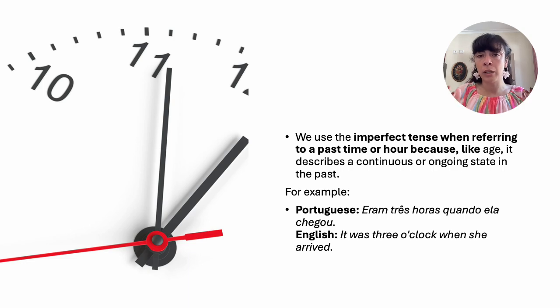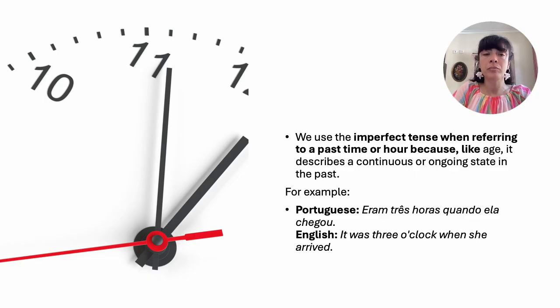Why so? Well, pretty much like when we were referring to age, telling the time also describes a continuous or ongoing state in the past. Time is not a quick action or event that starts and ends. Of course, romantically, you may think that is, okay? But honestly, it's not. It's something that was ongoing during that period in the past.